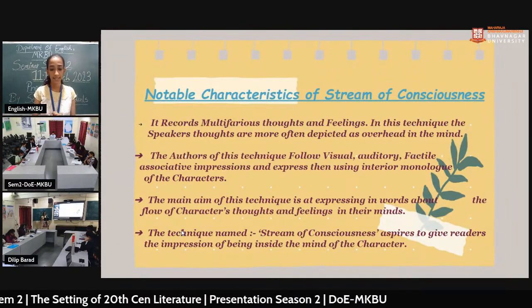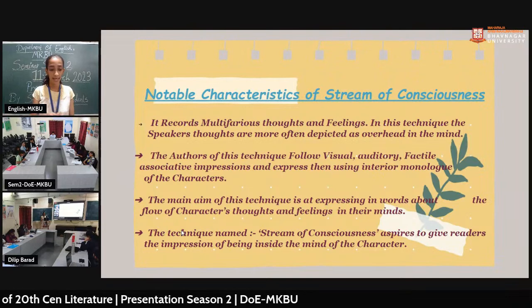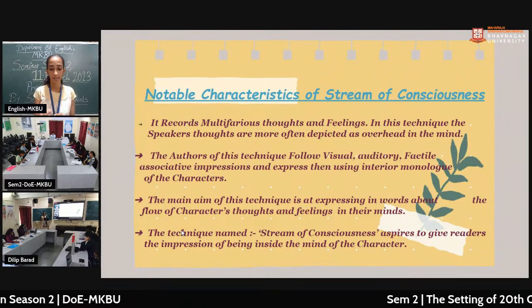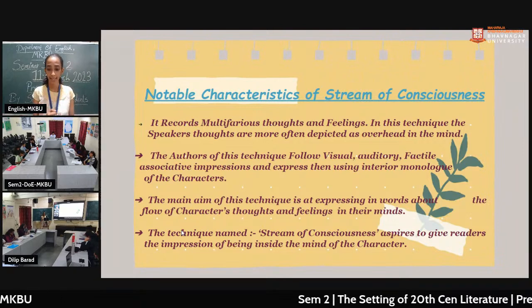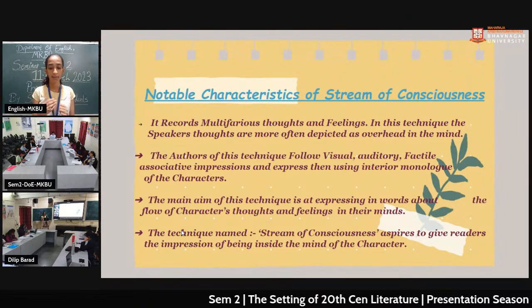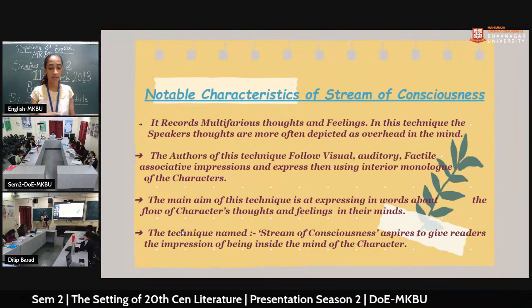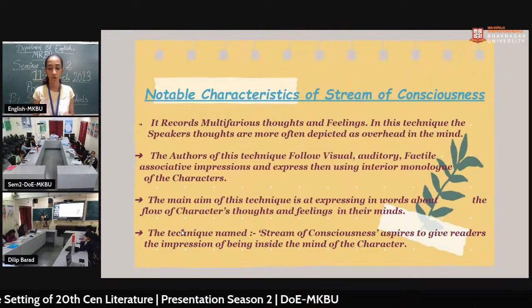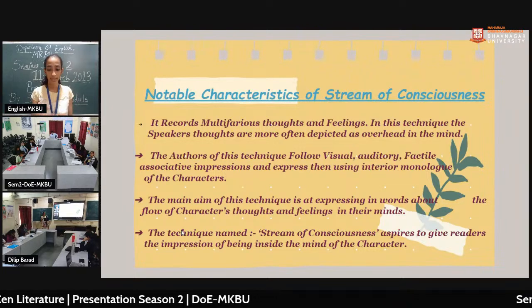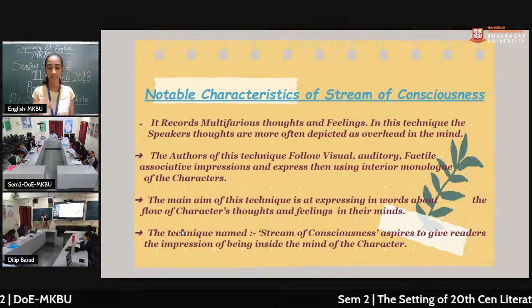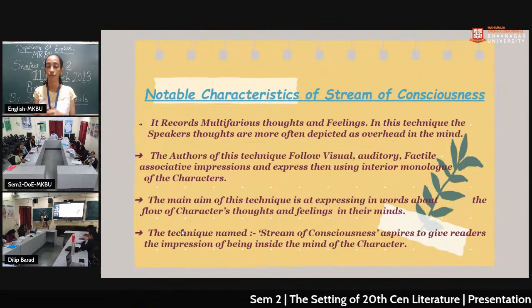Notable characteristics of stream of consciousness: it records multifarious thoughts and feelings. In this technique, the speaker's thoughts are more often depicted as overheard in the mind. The authors of this technique follow visual, auditory, tactile, associative impressions, and express them using the interior monologue of the characters.